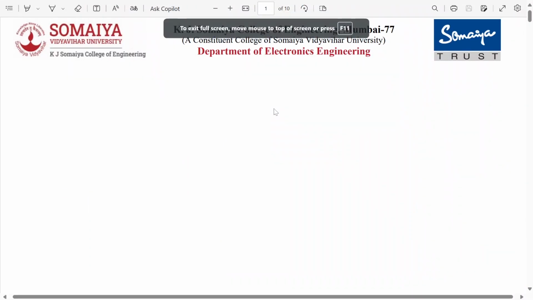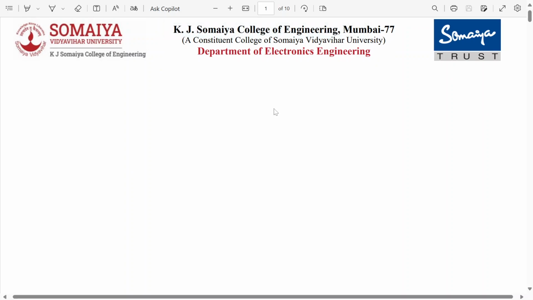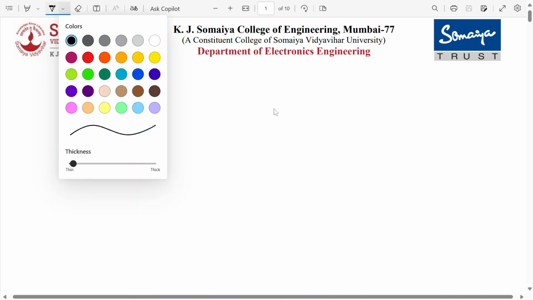So now in the last lecture we have derived the expressions for VIH, VIL, VOH and VOL. Now we'll focus our attention on finding the DC power dissipation for a resistive load NMOS inverter.